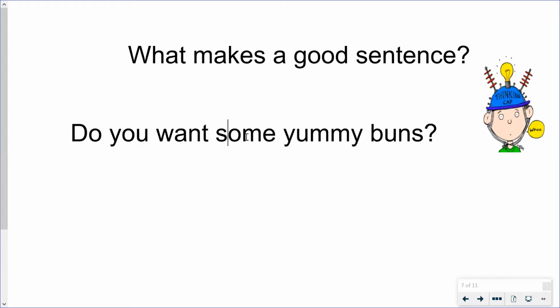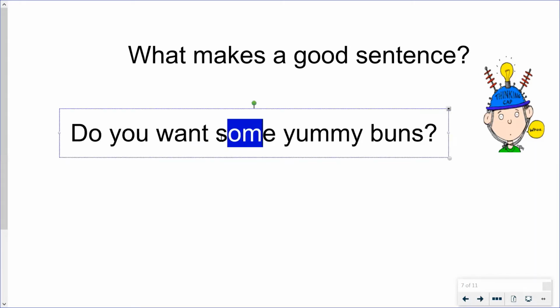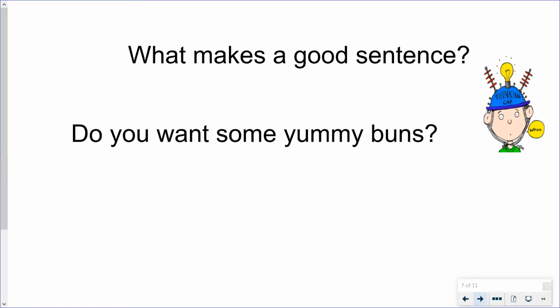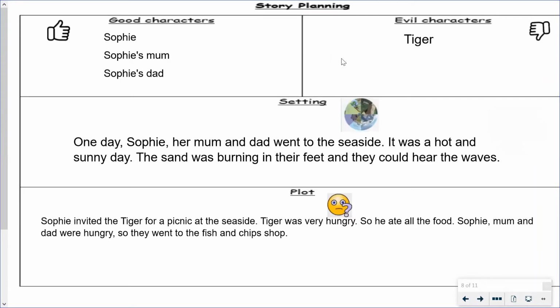You're right. The word "some" says how many buns, so it describes the quantity, and "yummy" describes the taste. So I have two adjectives here: some, yummy, fantastic. Now, let's look at our story plan again. I'm going to be using that today in order to help me to write my story.